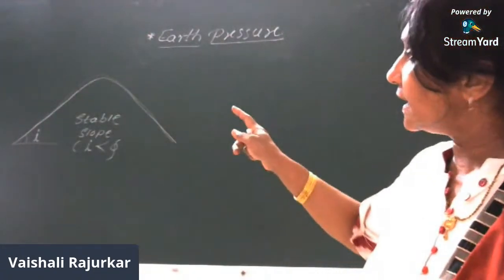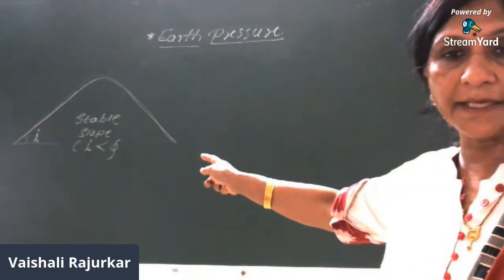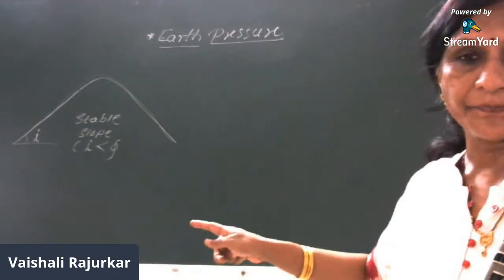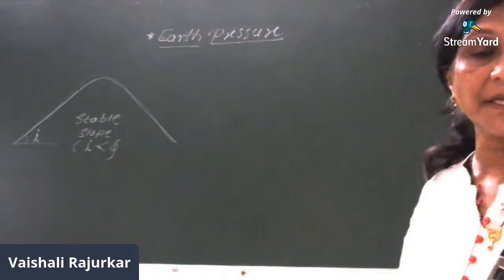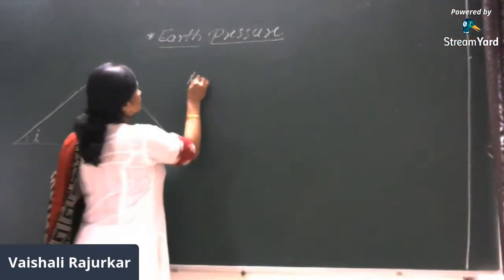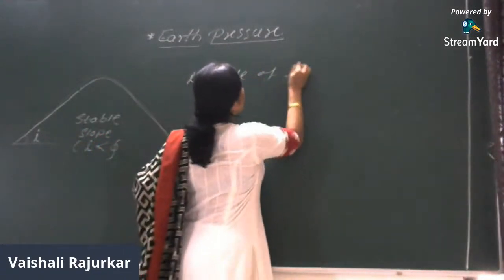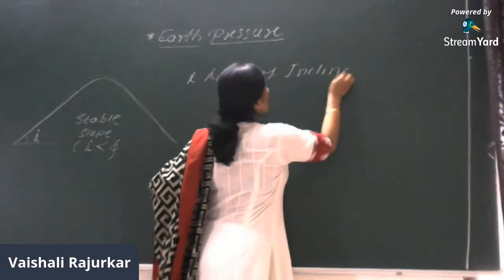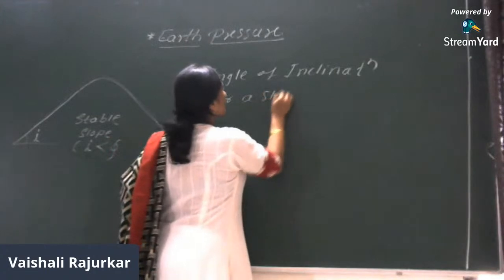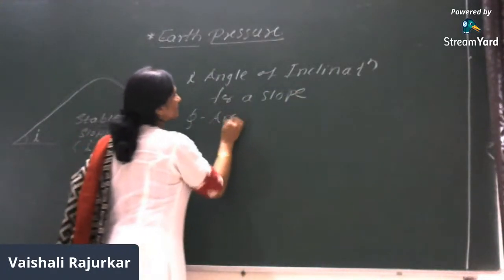When the hill is in a stable condition, i is the inclination angle for a slope, and i is less than phi. Phi is the angle of repose.